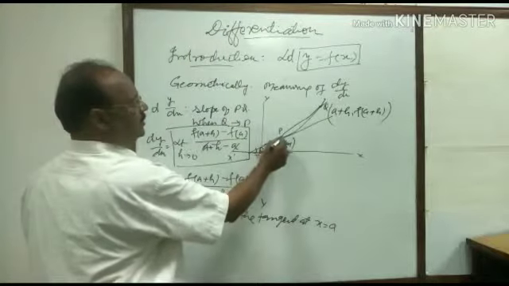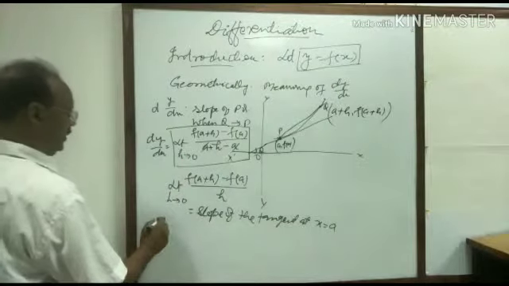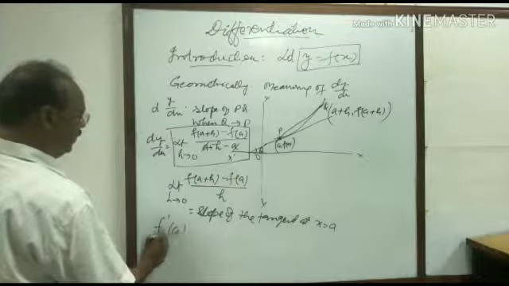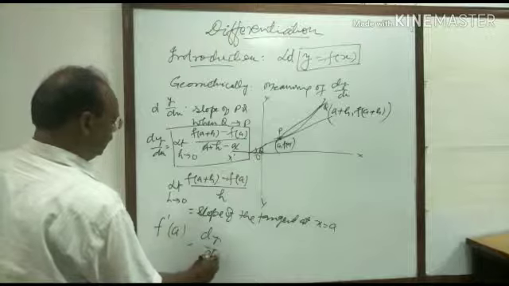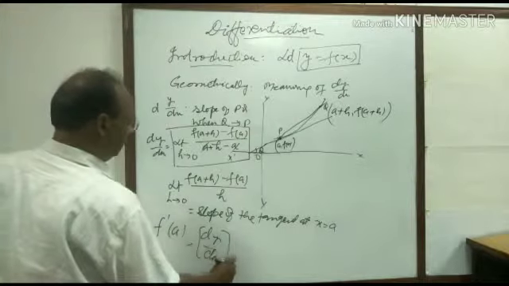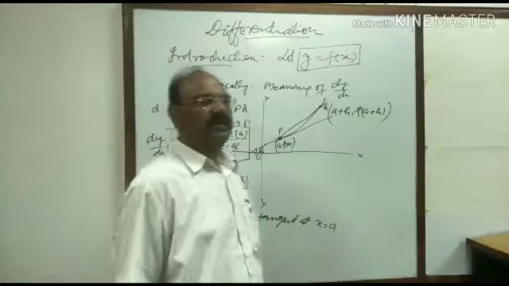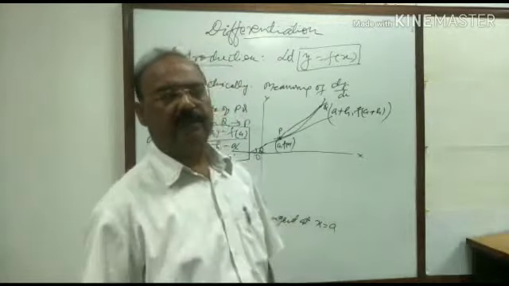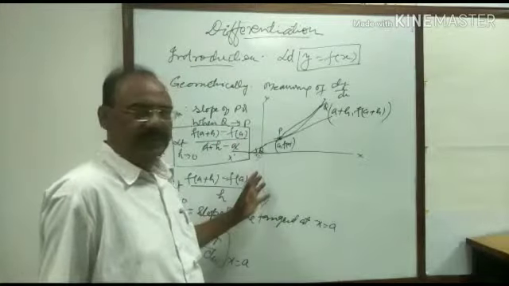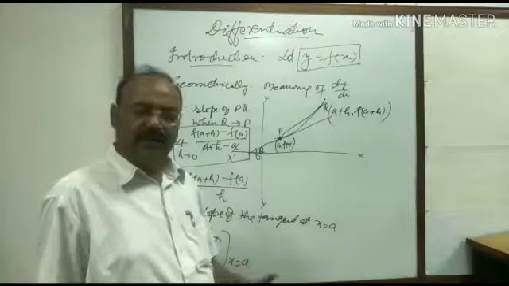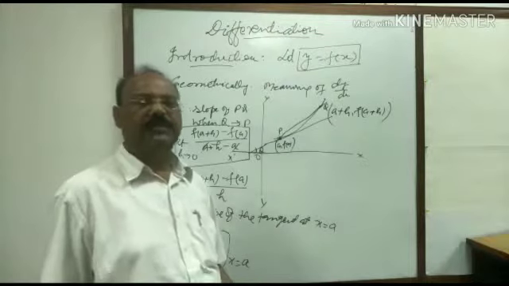x is equal to a means this point P. So this derivative can be written as f dash a also, or we can write the derivative of y with respect to x at x is equal to a. So that's all about the introduction of differentiation of a function, and the geometrical significance we have just seen. And in the next video we will see how to get the derivative from first principle.